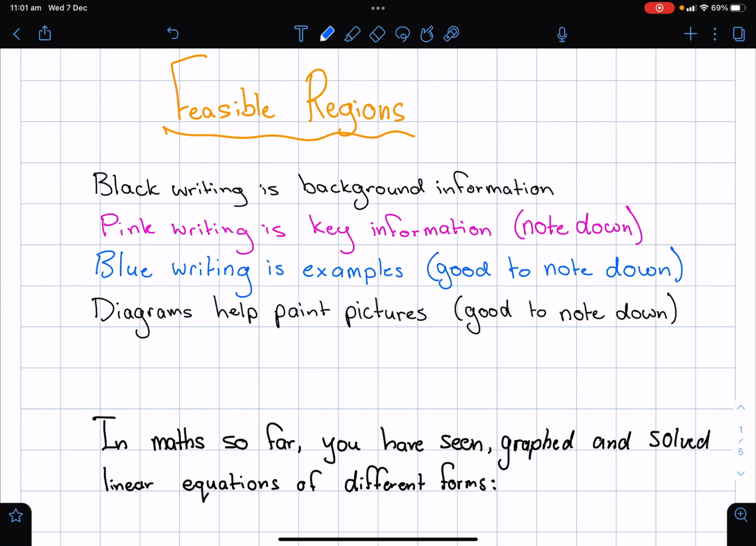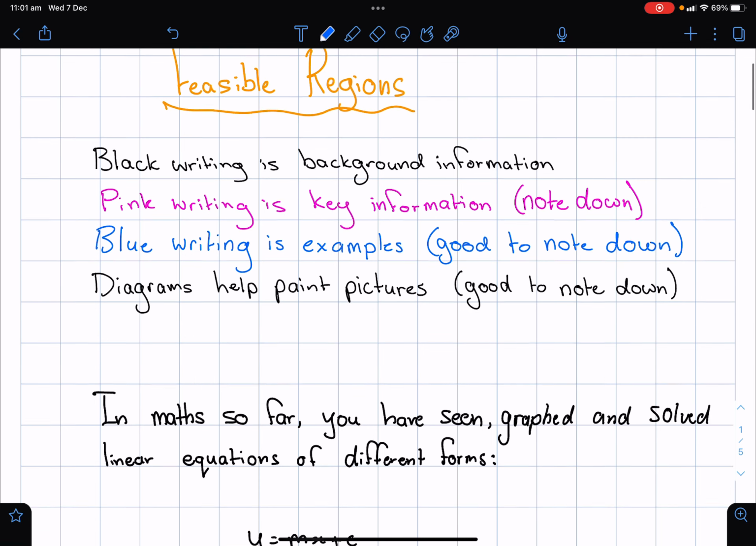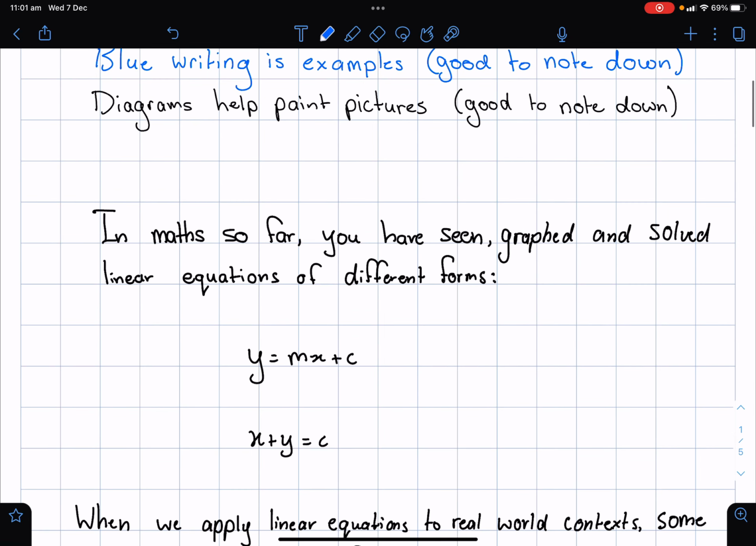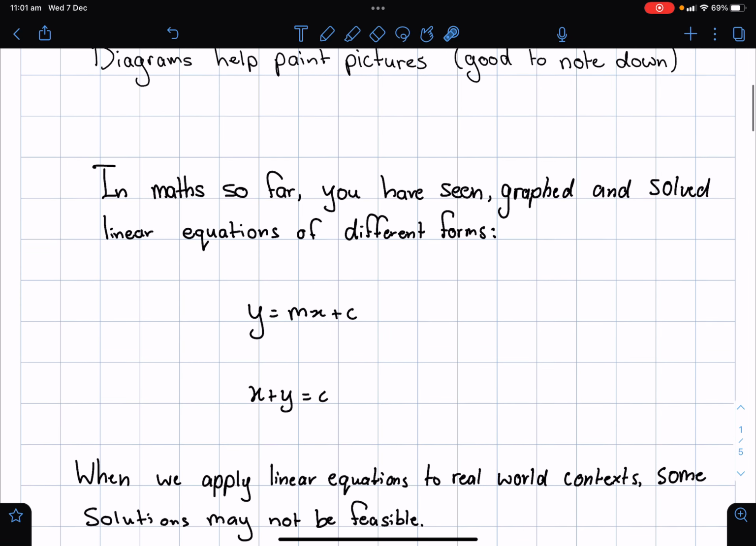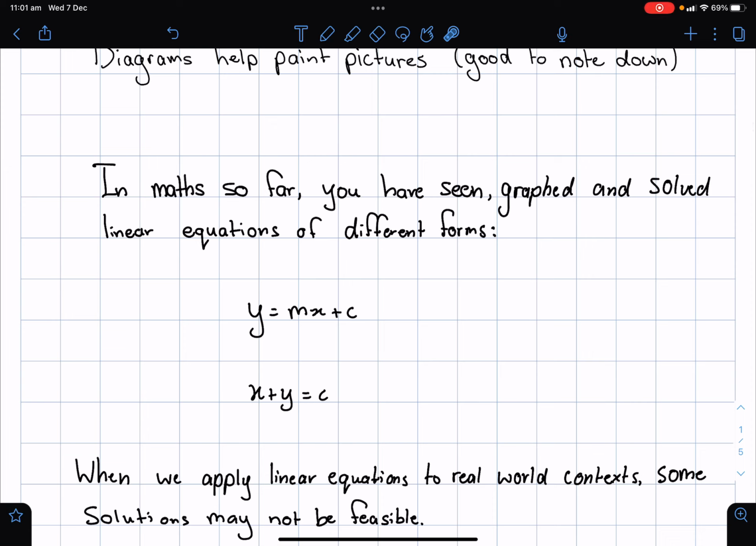So in maths, we've seen and graphed and solved linear equations in a bunch of different forms. So y equals mx plus c, that's our slope-intercept form, or x plus y equals c, which is sort of our general form of a linear equation. But when we apply linear equations to real-world contexts, some solutions might not actually be feasible. They might not actually fit into the criteria of the context of the question.